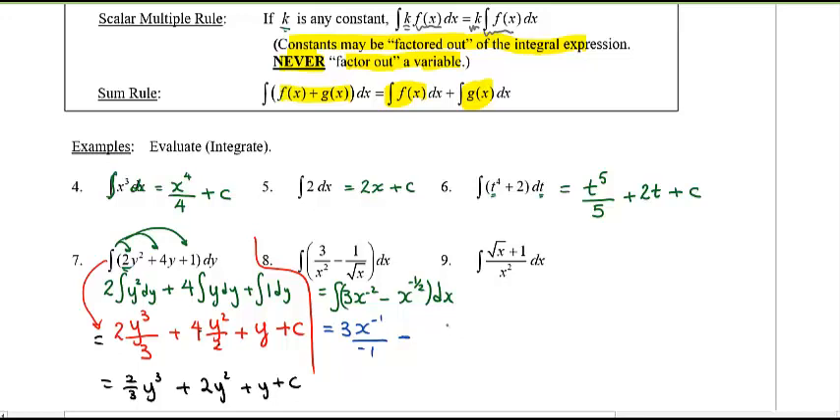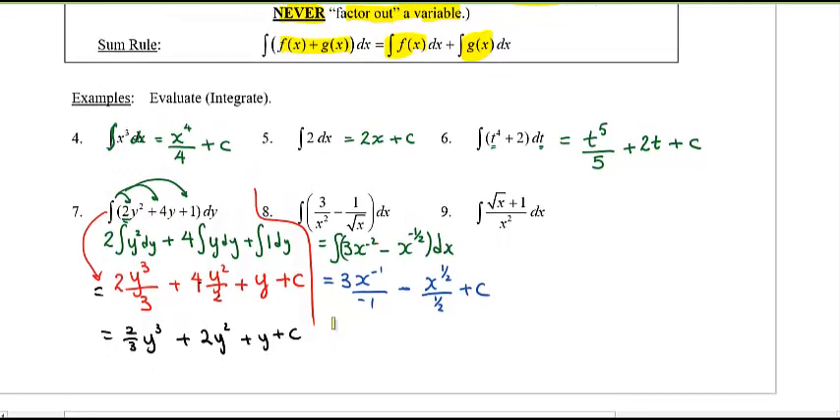And then for the next term here, once again add 1 to the exponent. So let's think about this. Negative 1/2 plus 1 is? Yeah, 1/2. And then we have to divide by 1/2. And then don't forget plus c. Hopefully you can now make this a little bit nicer. We will simplify.